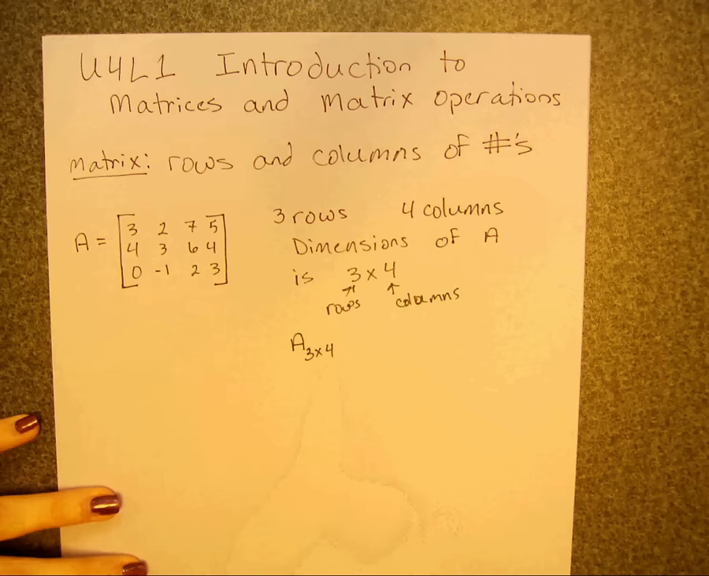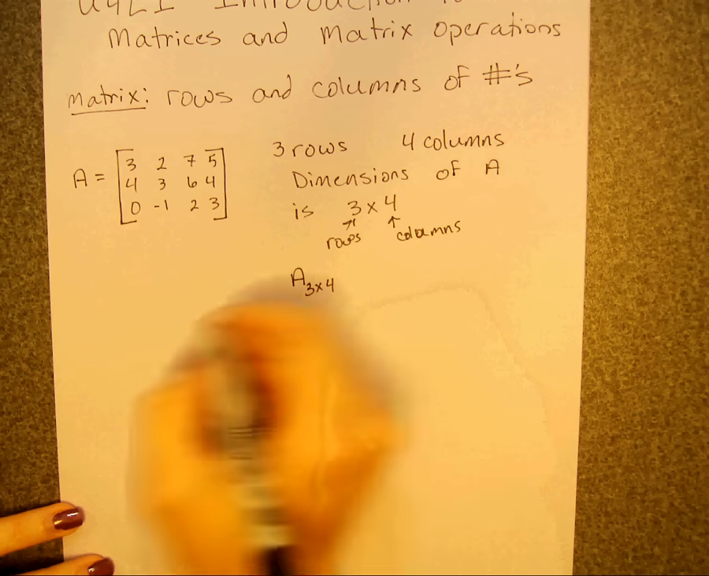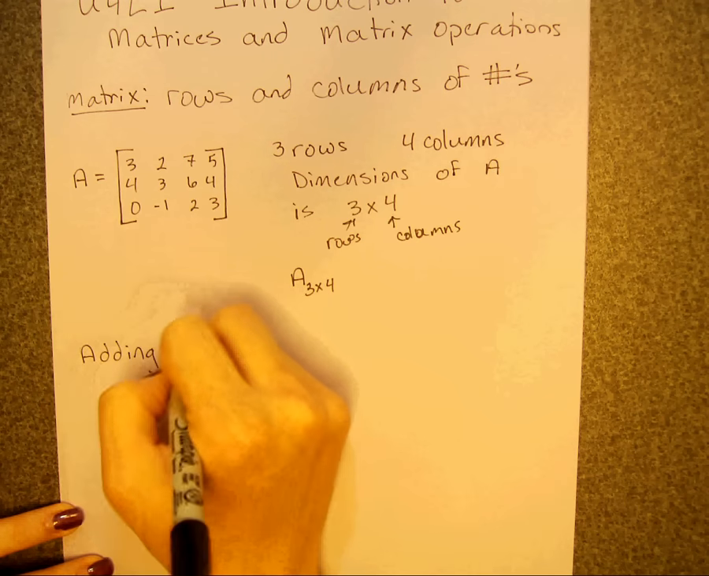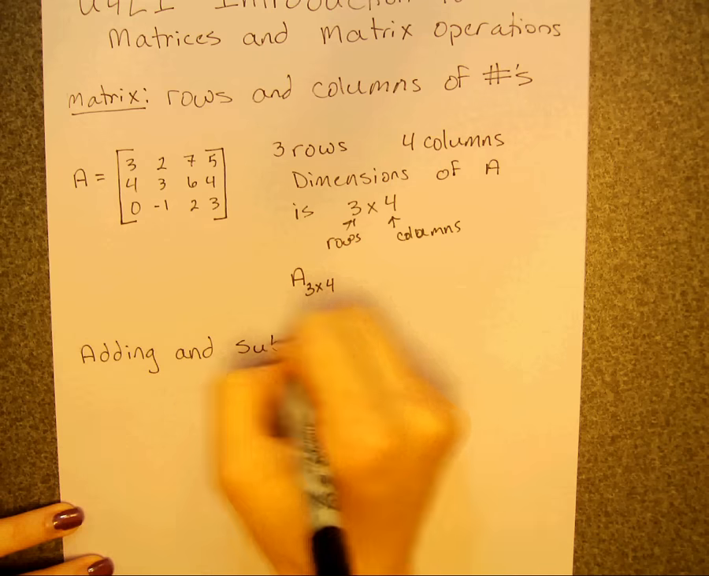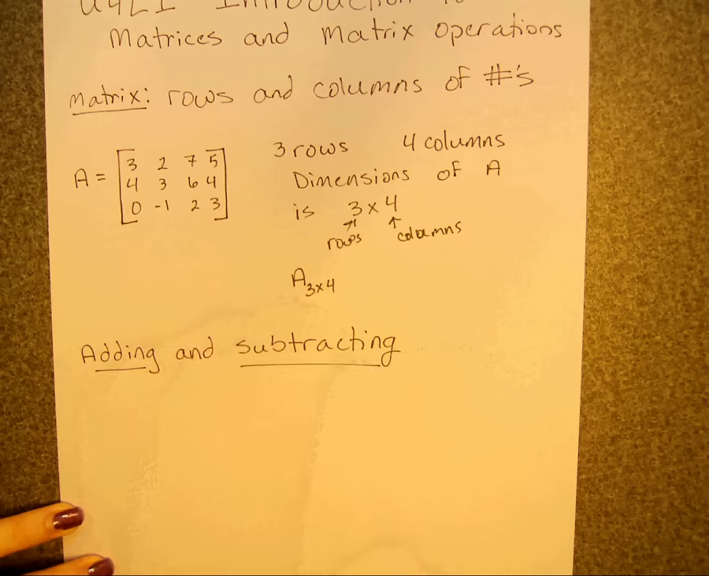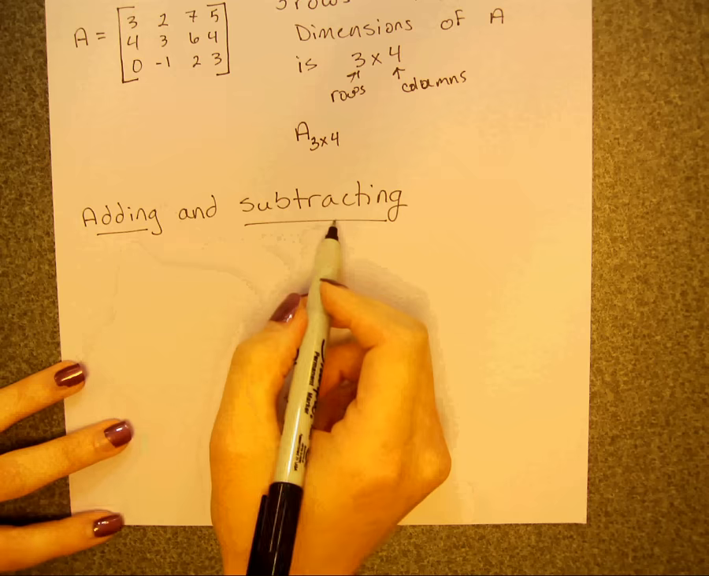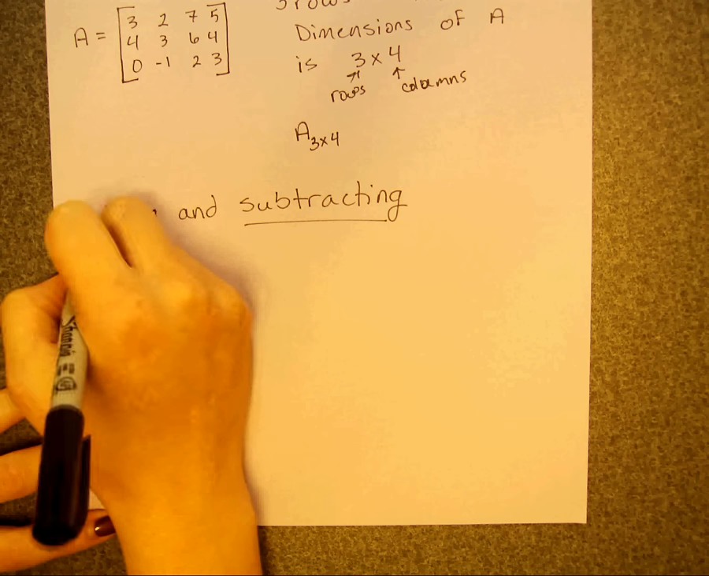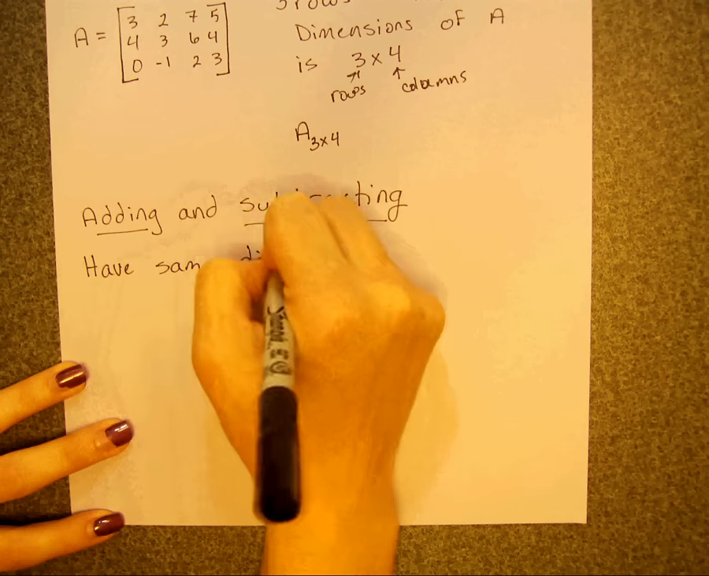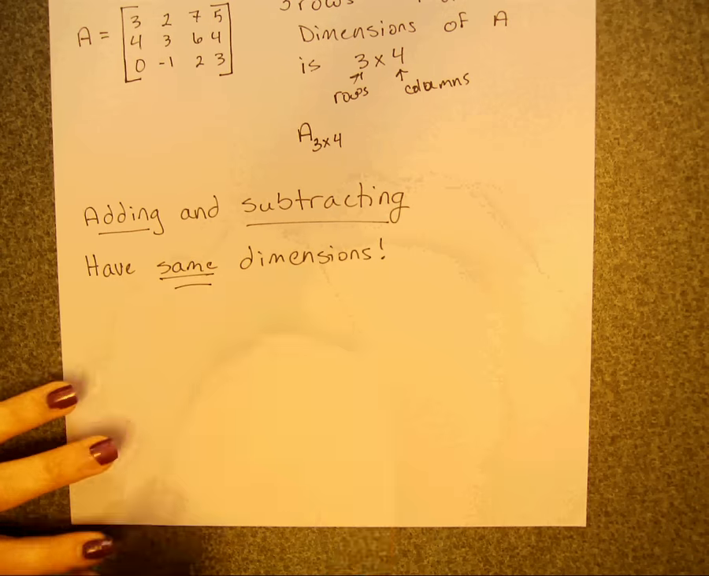Alright, so we can perform different operations on matrices. So first, let's just look at adding and subtracting matrices. So the first thing, if we're adding and subtracting matrices, they have to have the same exact dimensions. In order to add or subtract them together, they have to have the same exact dimensions.